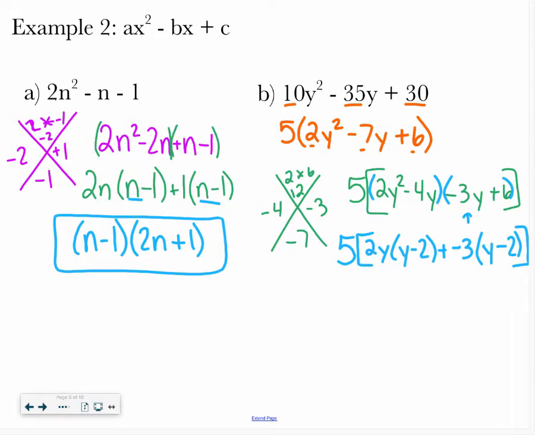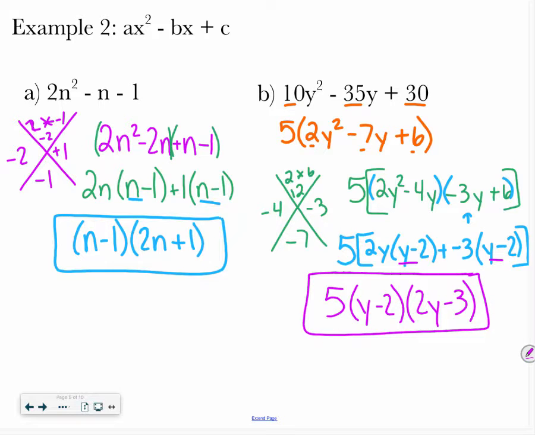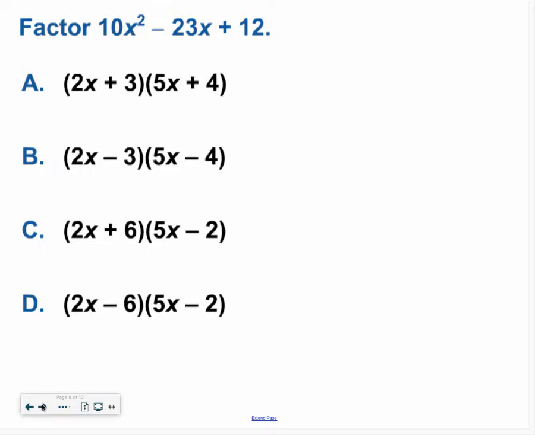Okay, then I just need to look, my parentheses match, so I'm going to say 5 times y minus 2 times 2y minus 3, and I am finished with the problem. Alright, go ahead and try one on your own. Hopefully you ended up with the quantity of 2x minus 3 times the quantity of 5x minus 4. If you have questions, please be sure to ask for some help.